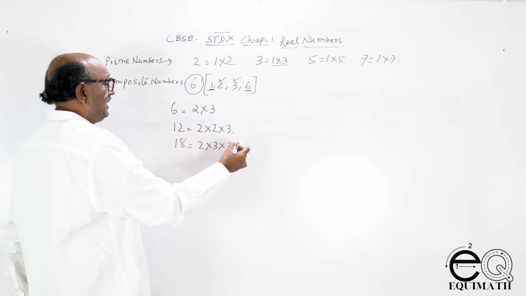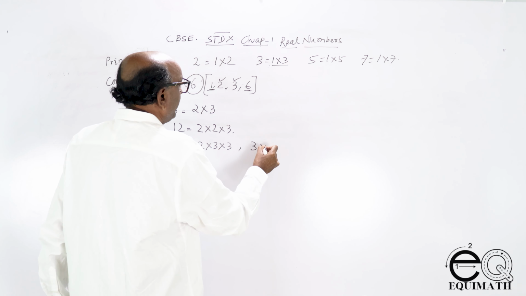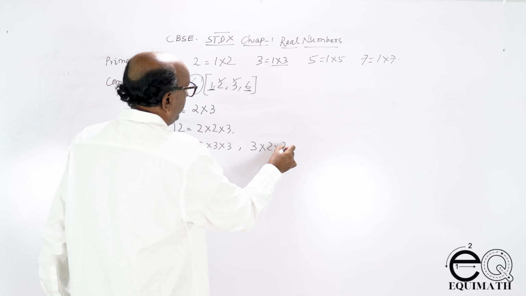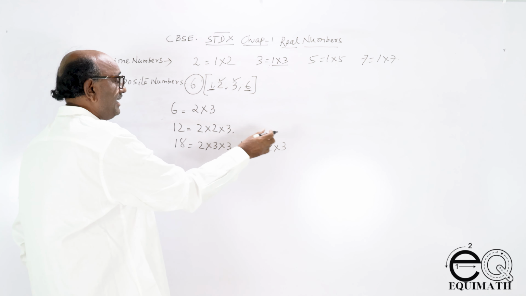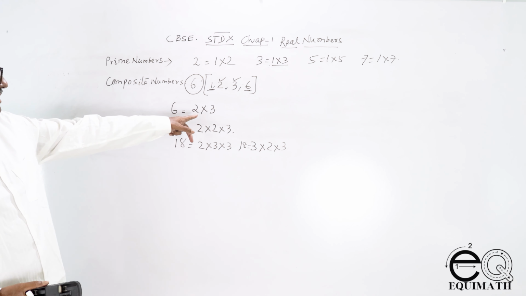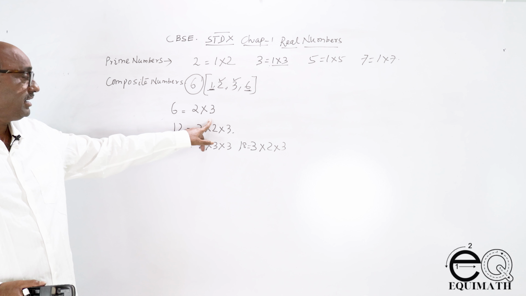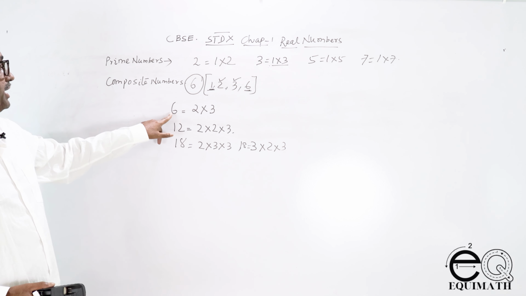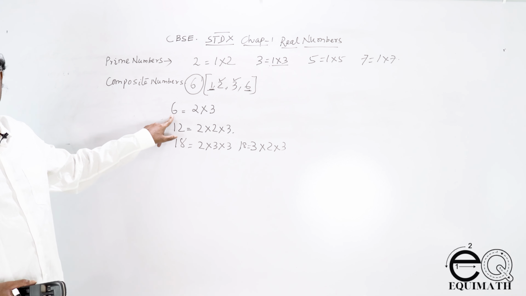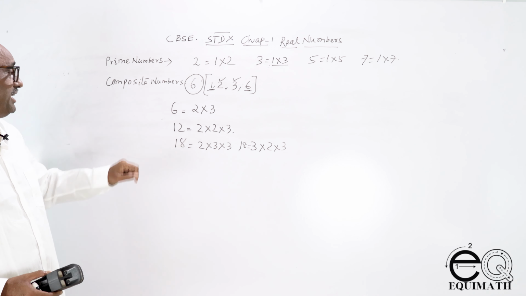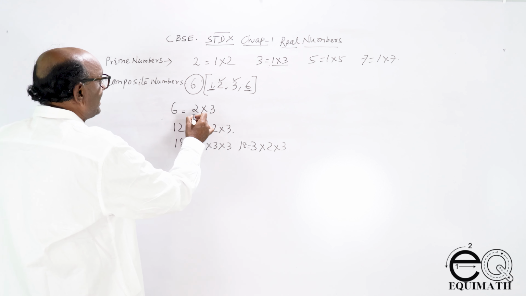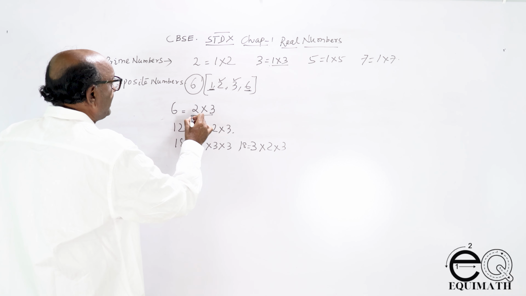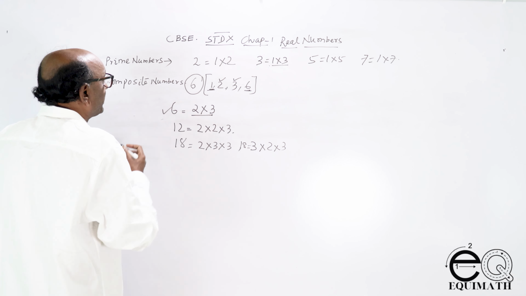Or you can write it as 3 into 2 into 3. You can write 18 like this. So, this is the prime factorization of a composite number. Now you see, this prime factorization of a composite number is unique.